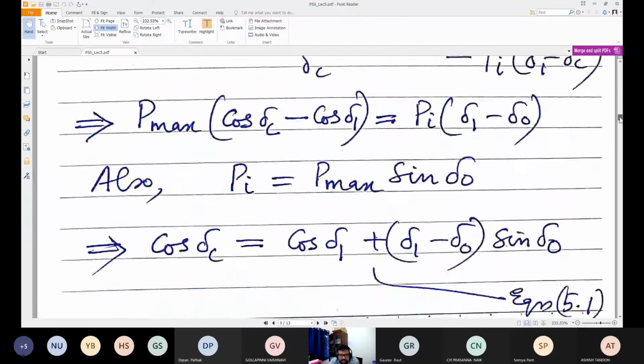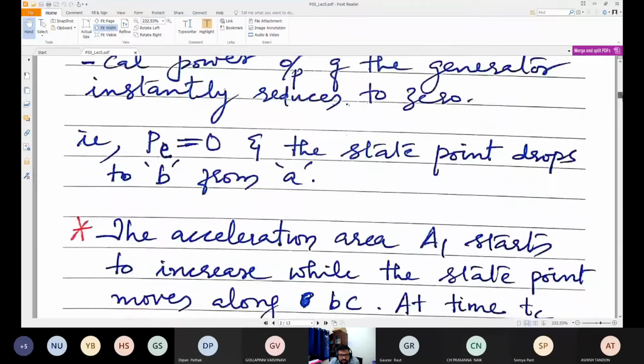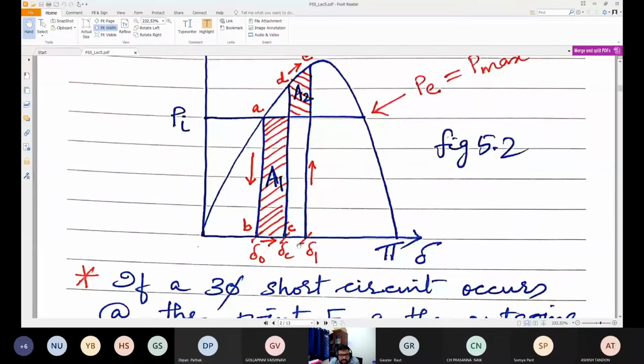I'll show you here. This del 1 is the extent of swing that the rotor has. If the extent of swing is such that it reaches this point, where PE equals P max, and if the swing goes beyond this point, then again PE will be less than PM, or PM will be greater than PE. In that case, the rotor will further accelerate and A2 will be larger than A1. It may not come back to synchronism, so the system may go unstable.